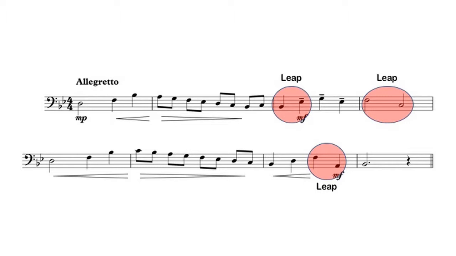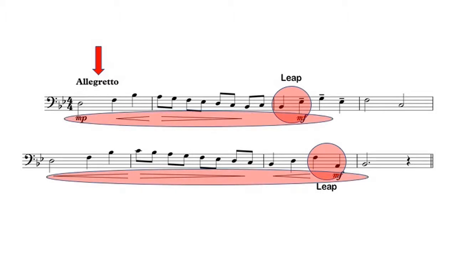I also see a tempo marking of allegretto, which means a little bit less than allegro. And I see plenty of dynamic markings. I'm going to want to use those to help shape the phrase.